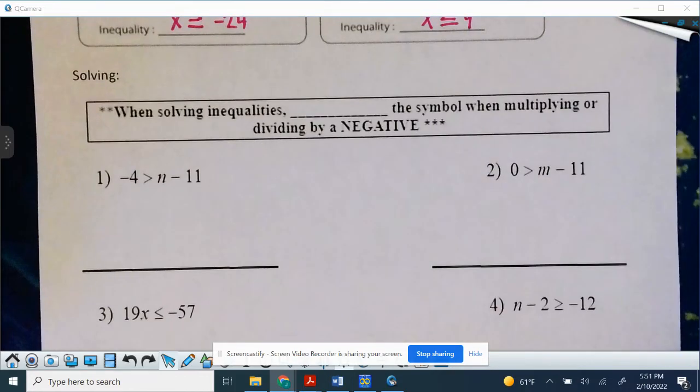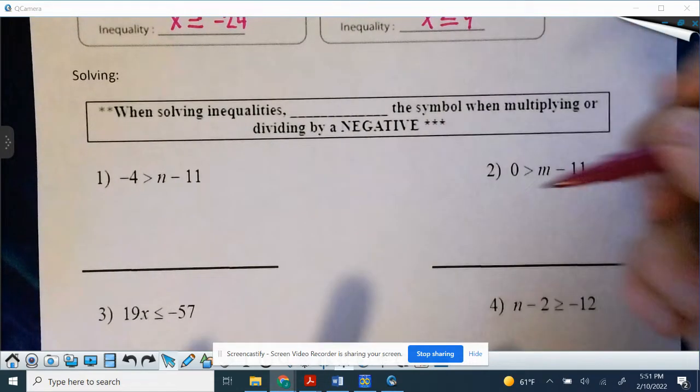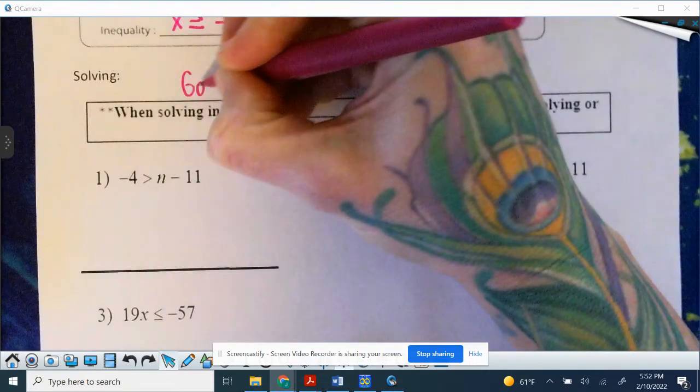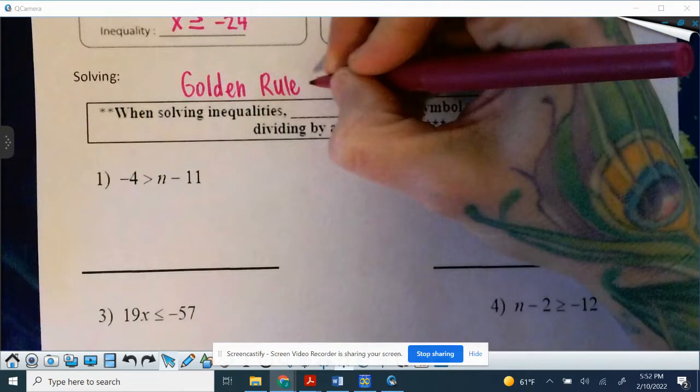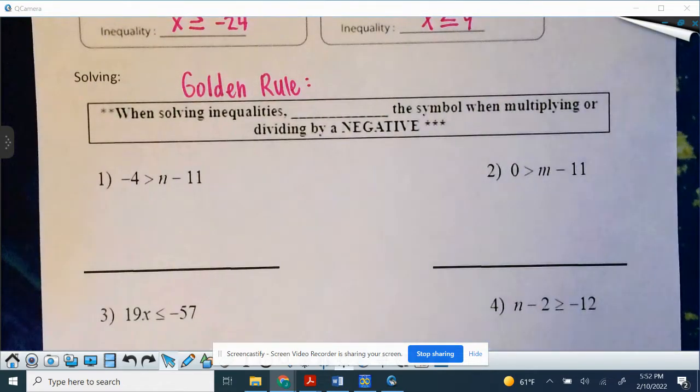All right, bottom half, a second page of notes. So we're getting into this solving. Now, this is what I call the golden rule. You'll hear me talk about it. The golden rule of inequalities. This is the only thing that really makes solving inequalities different than solving a regular equation.